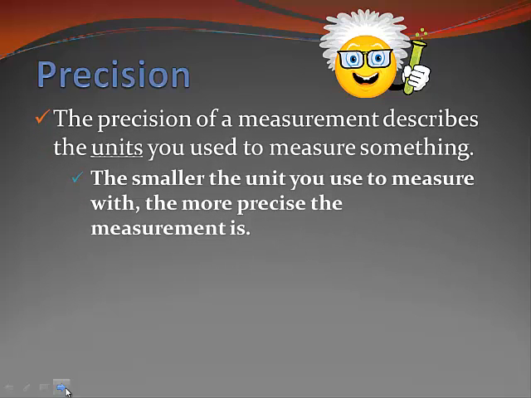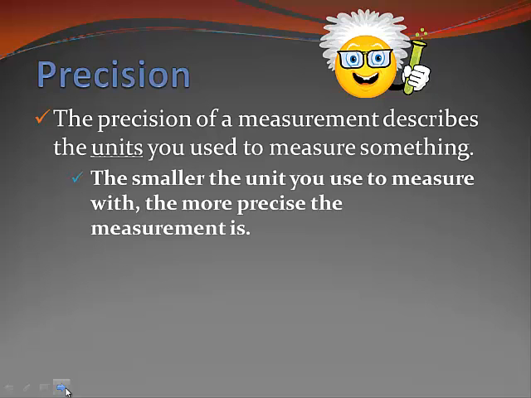So the precision of a measurement describes the units that you're using to measure something. The smaller the unit that you use to measure with, the more precise the measurement. For example, you might describe your height as being about 6 feet. Feet are a relatively large unit of measure, so it doesn't tell you very much. You could be 5'8" and describe yourself as being 6 feet. You could also be 6'4" and describe yourself as being 6 feet. And obviously that's a significant range. If, however, you said you were 74 inches tall, that would be much more precise because you're using a much smaller unit of measure.